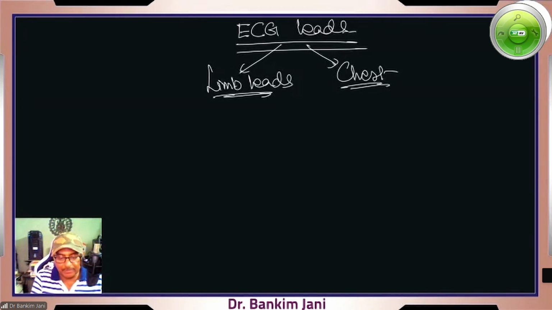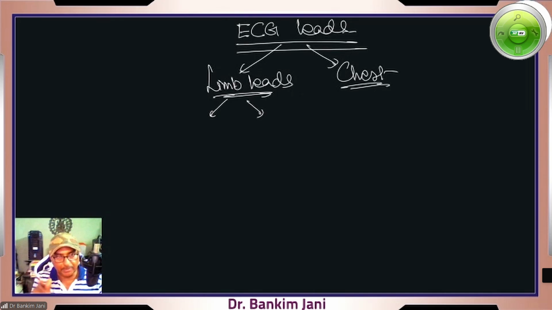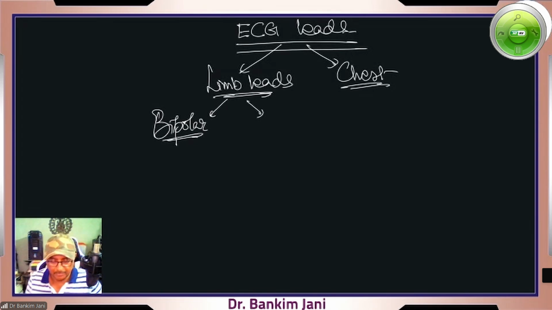In case of limb leads, it is again divided into two parts. One is the bipolar. In case of bipolar, all these things are done electronically, not electrically. Electronically, they keep on switching. So this is the bipolar, and the second one is called the unipolar.